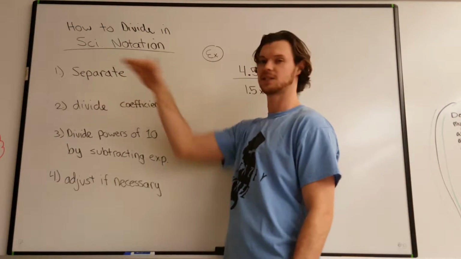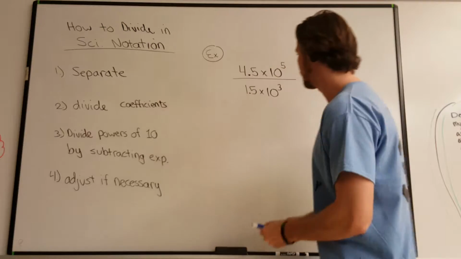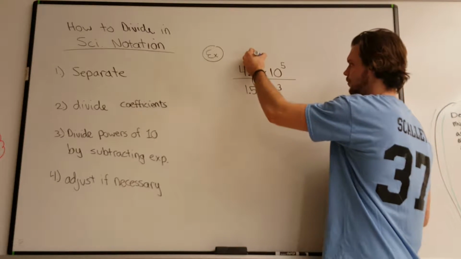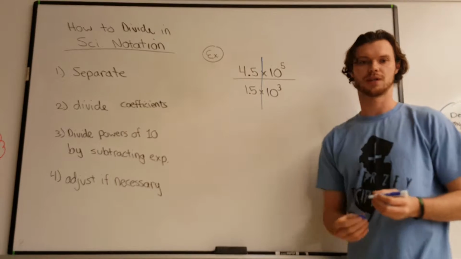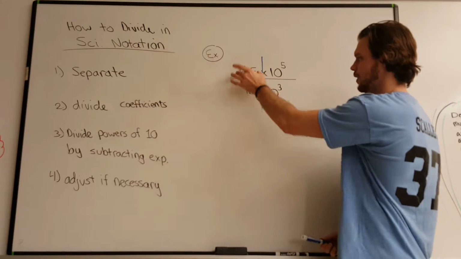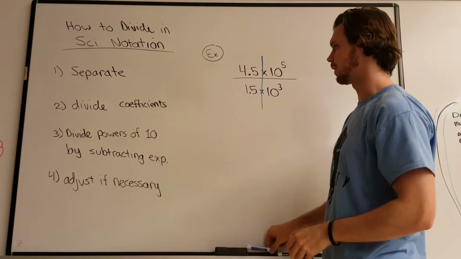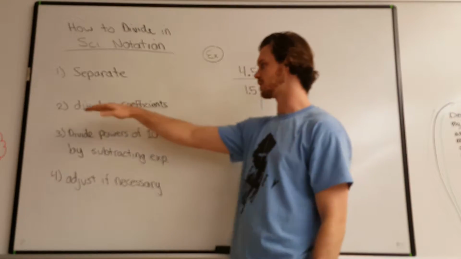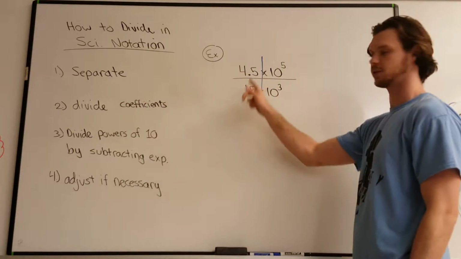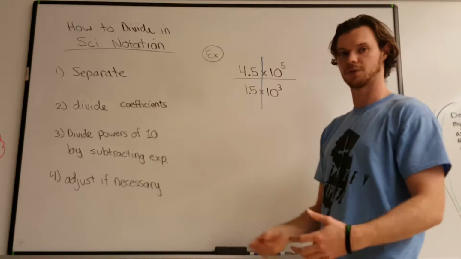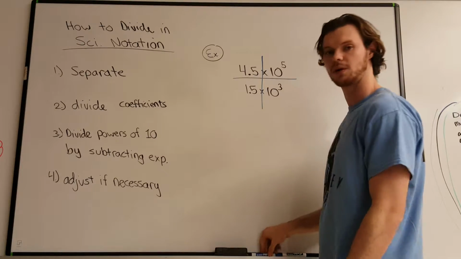Step one says separate. Now, the way I like to do that, just to help me visualize what's happening, I draw a line right down the center, just knowing that I'm separating the coefficients and the powers of 10. Now, step two says to divide my coefficients. Now, if you can do this in your head, that's great. Some of you can. If not, this is where long division comes in.